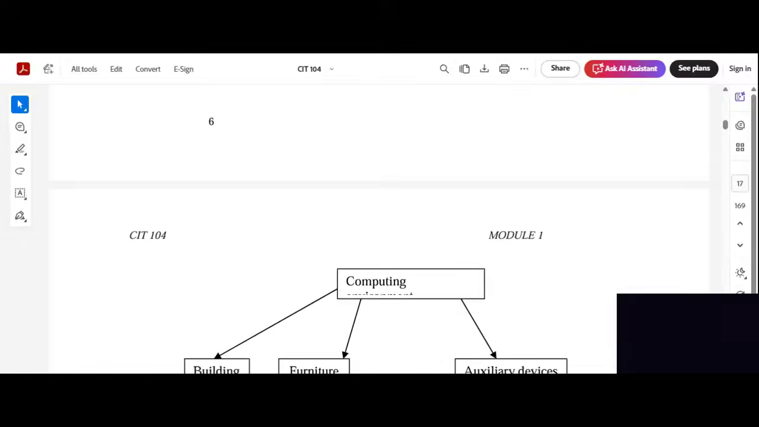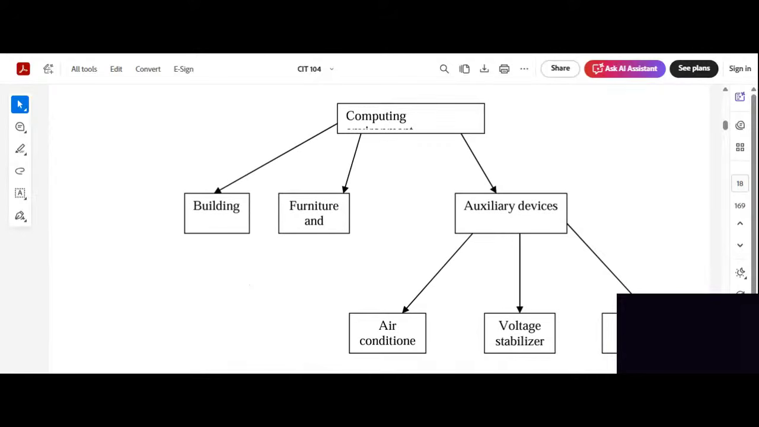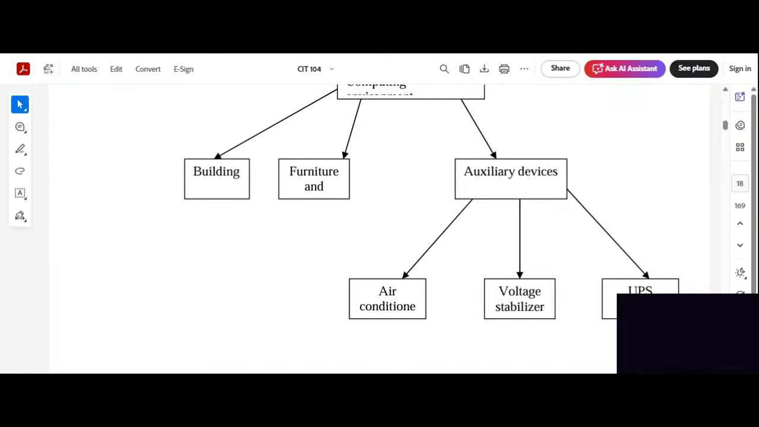After that, we have the computing environment. What are the things you find in the computing environment? We have the building, the furniture, and auxiliary devices. Those are the three things you find in the computing environment. But auxiliary devices are things that are not attached to the computer, not part of the main component of the computer.